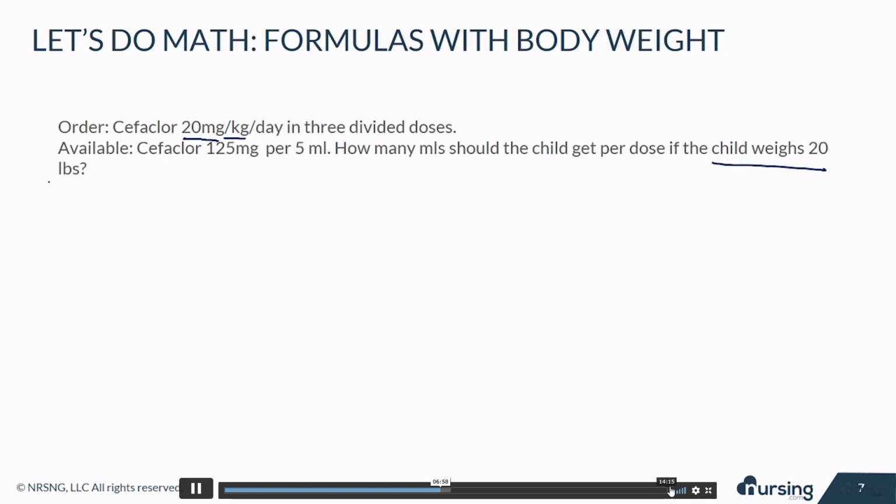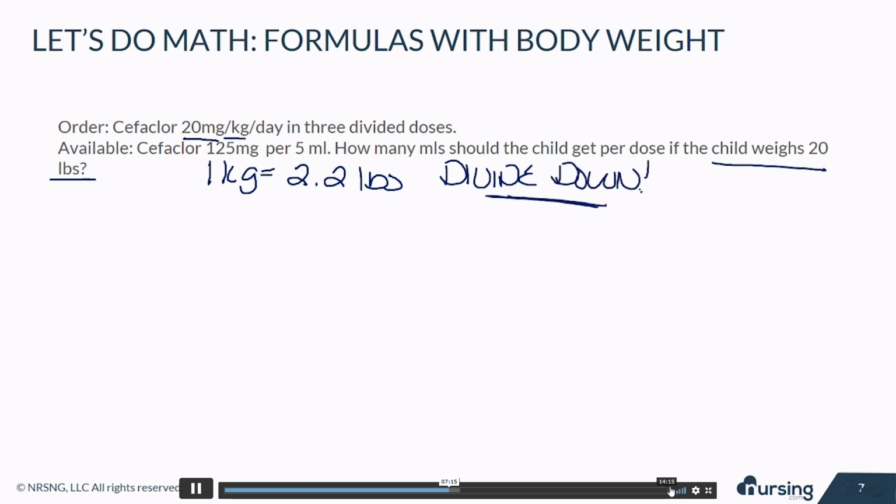We have a child that weighs 20 pounds, right? So first thing, guys, we have to convert. What I want you guys to remember is that 1 kilogram equals 2.2 pounds. And the rule of thumb here is quite simple. When you have pounds and you need to convert, divide down, okay? If it helps you think about it, pounds is heavier than kilograms, so your number for kilograms should be lighter, right? So let's try this out.